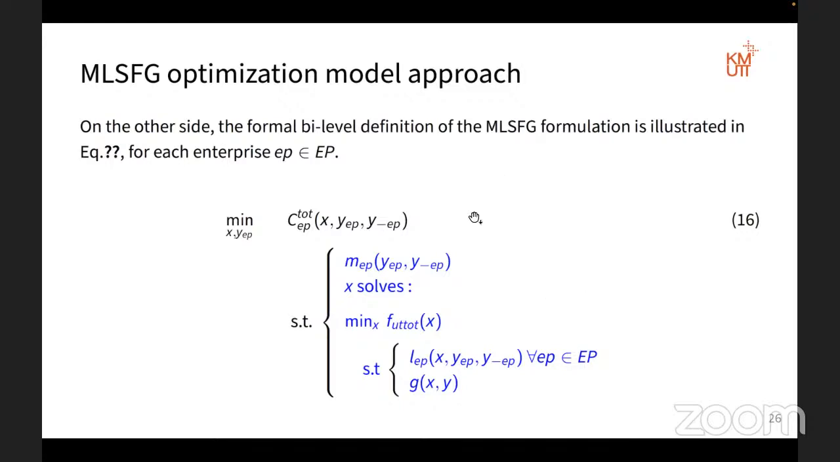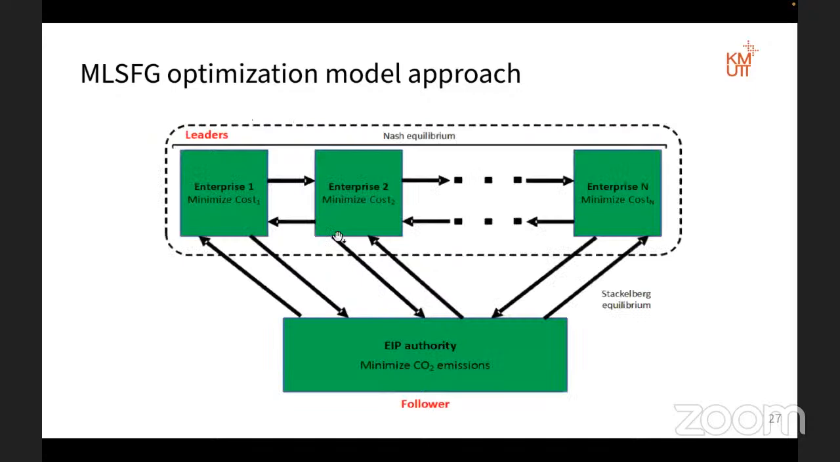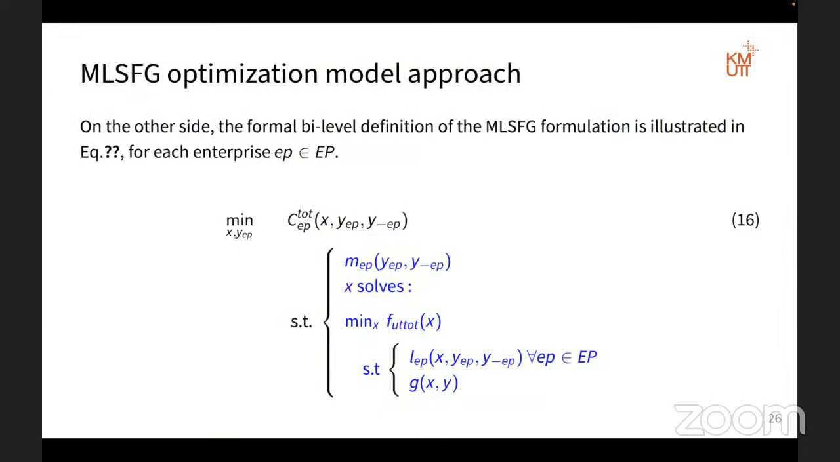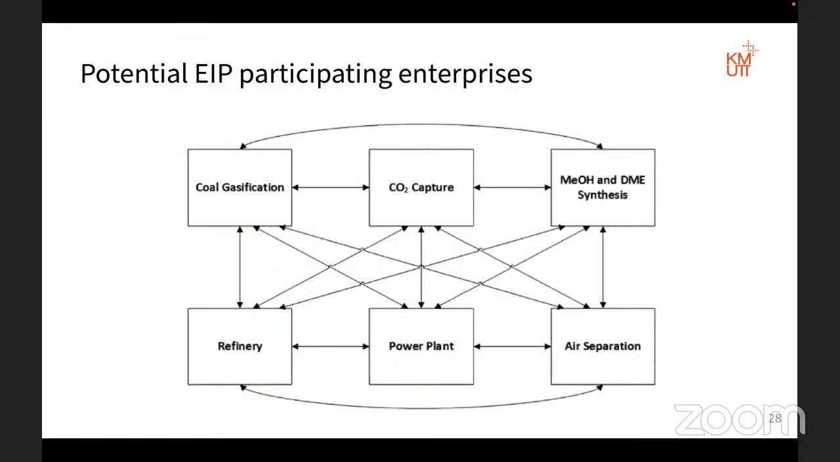We change, right? We set the leader as the whole enterprise, and the follower is the EIP. So you can see in this picture. We show you the case study of the two models, showing this potential EIP participating enterprise.